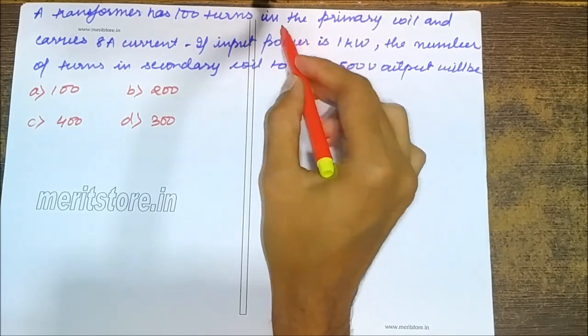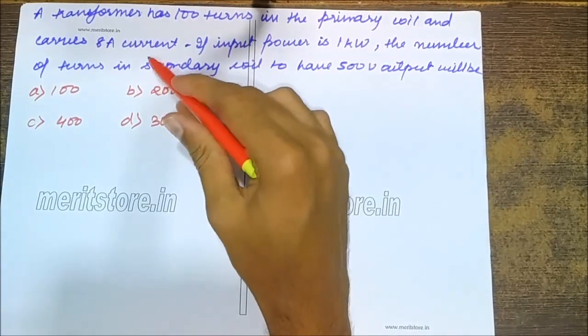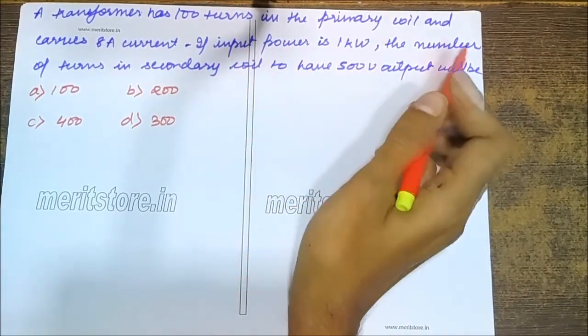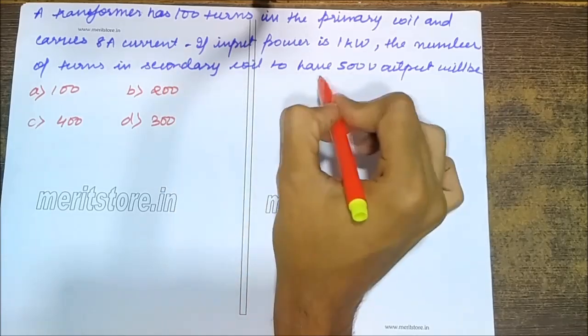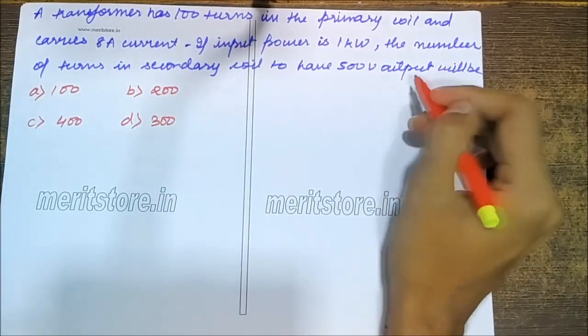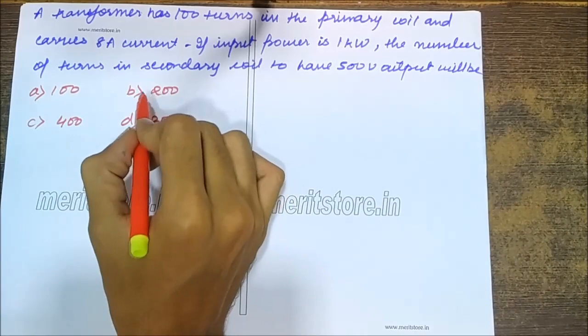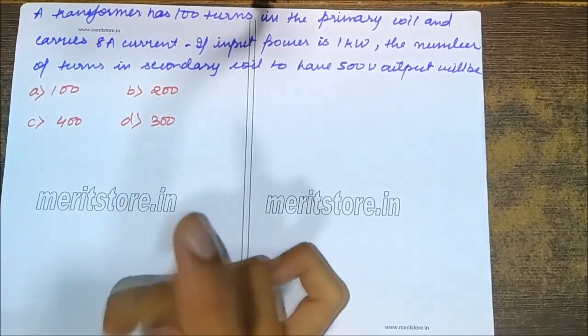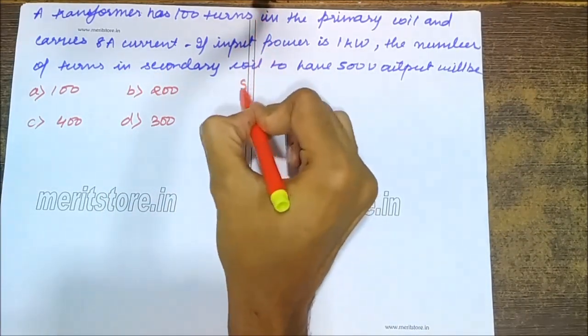A transformer has 100 turns in the primary coil and carries 8 ampere of current. If the input power is 1 kilowatt, the number of turns in the secondary coil to have 500 volts output will be: 100 turns, 200, 400 or 300.